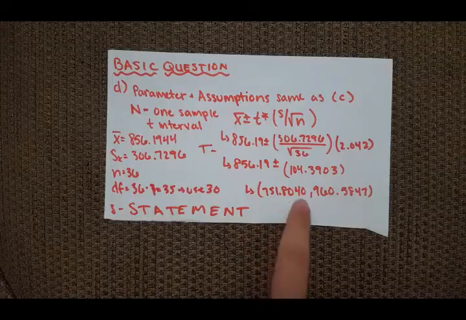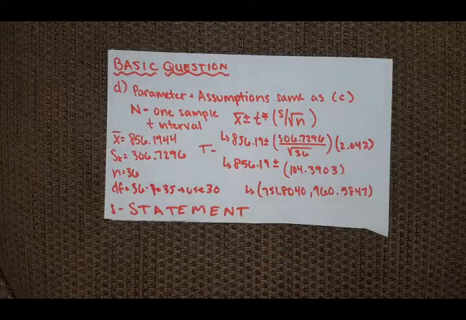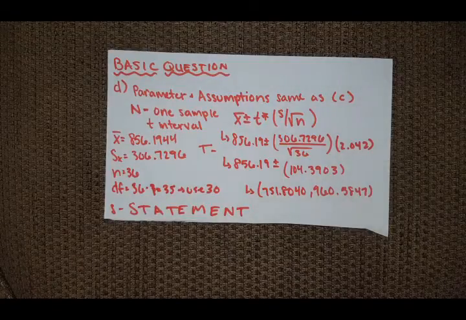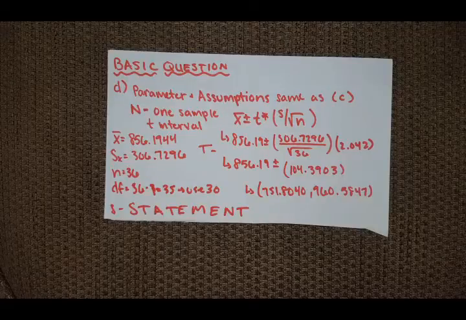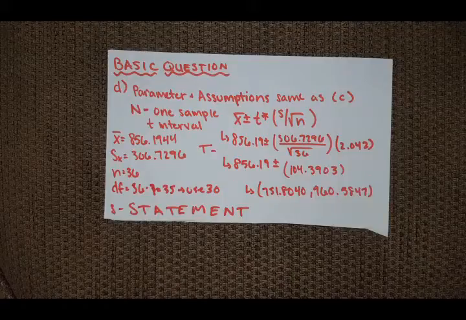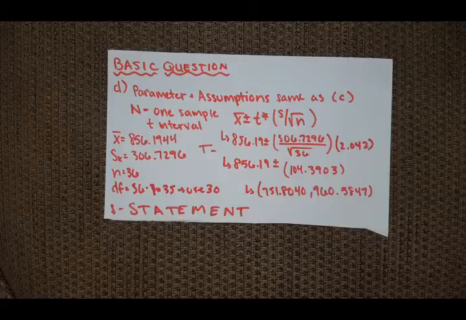751.8040 to 960.5847. So as you can see, the confidence interval is smaller. It's smaller, and it's also on the lower end for both sides. And that's only because you took out those two outlier values. Because you took those out, the data is more condensed. There's less variation, and as a result, you have a smaller interval that you can say with the same confidence that it's going to be within that range.